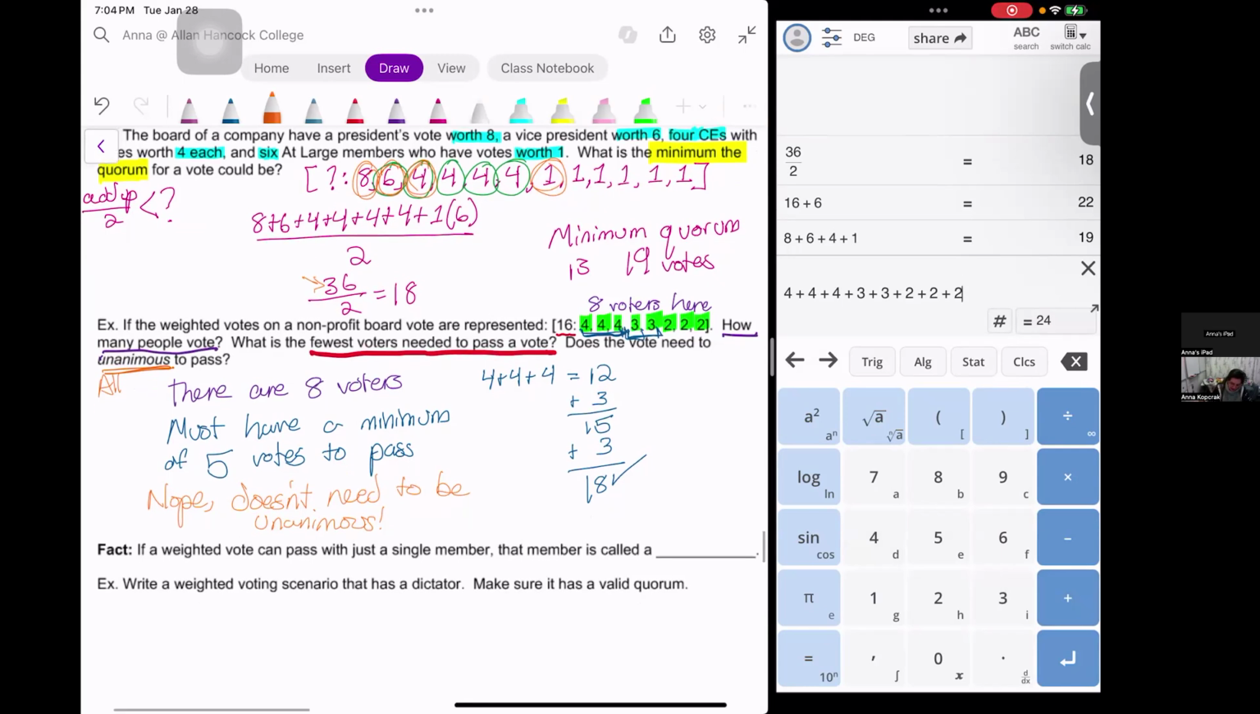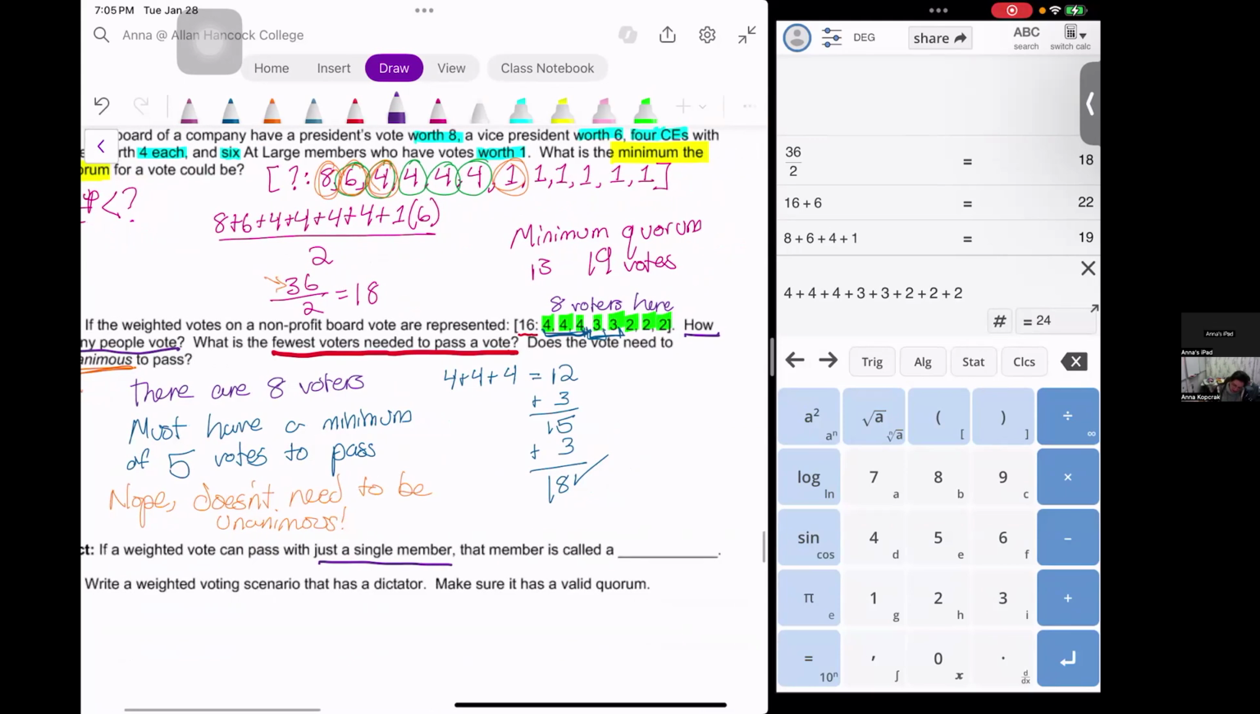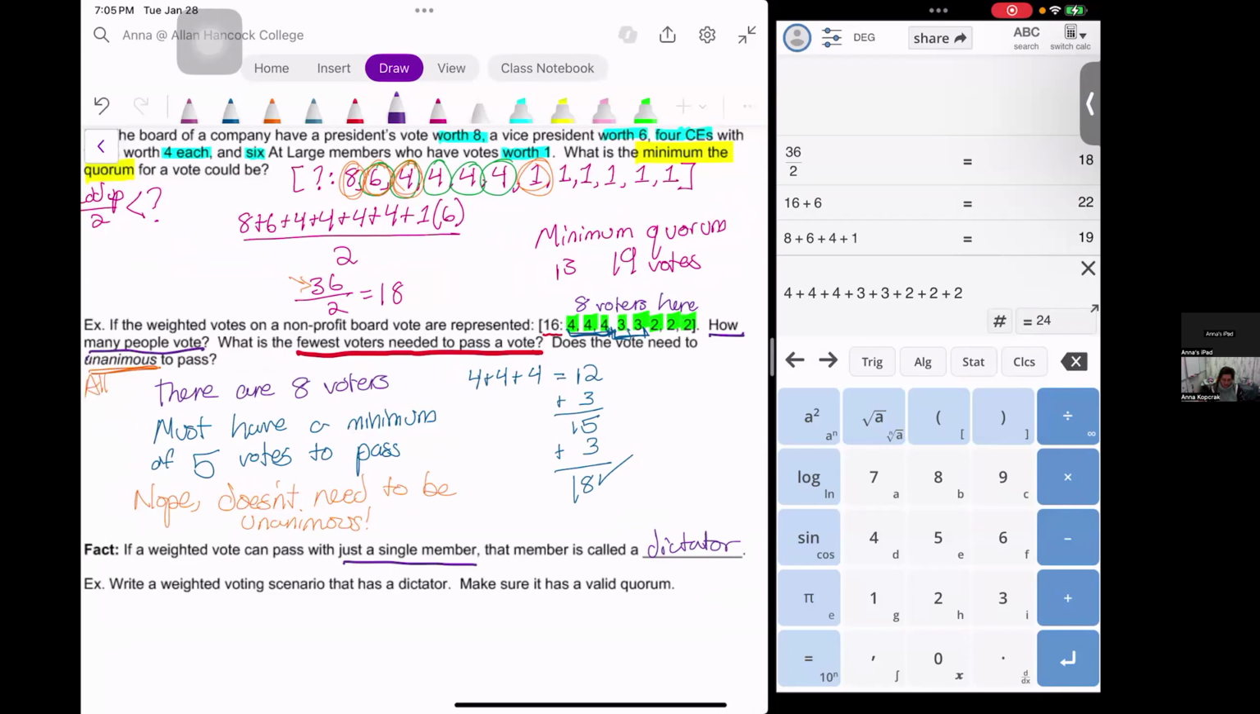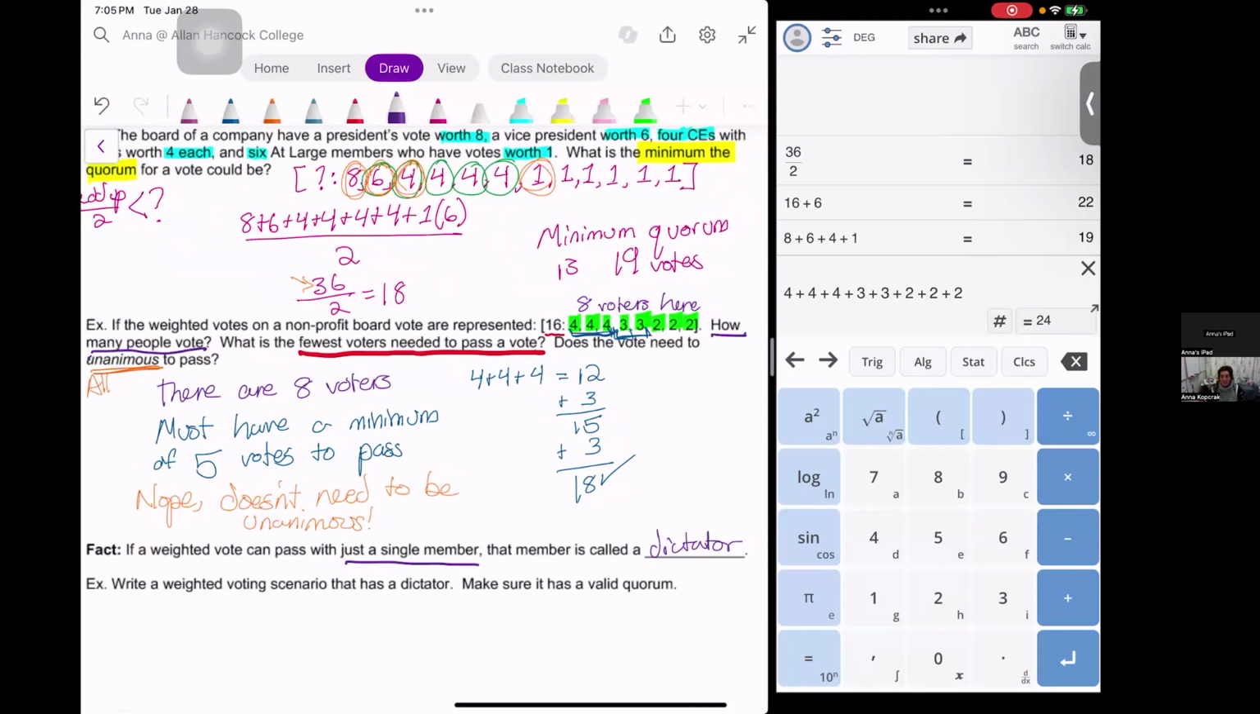Okay. Fact, if a weighted vote can pass with just a single member, if a single person's vote is enough to pass a quorum, that member is called a dictator. That member is called a dictator because they can do a vote all by themselves, means they don't need anybody else to pass any motions. That person is considered a dictator in voter math. Okay, now that means that the person's vote has to weigh an awful lot, and everybody else's vote has to actually weigh very little, because you still need a quorum to be more than half of all the weights.